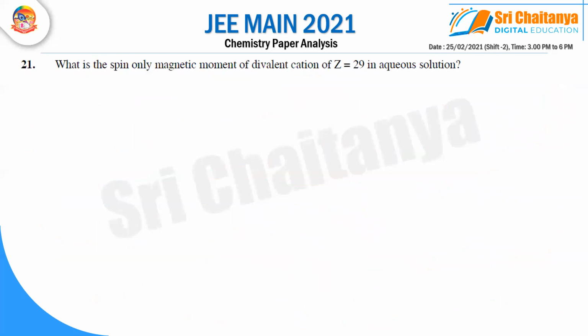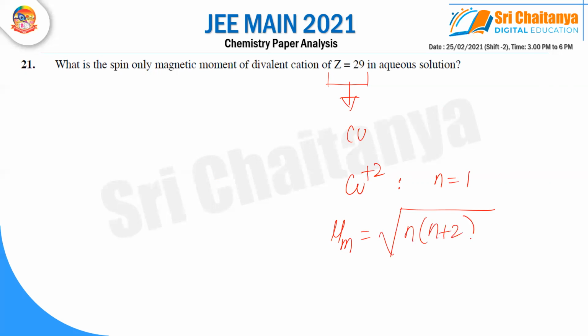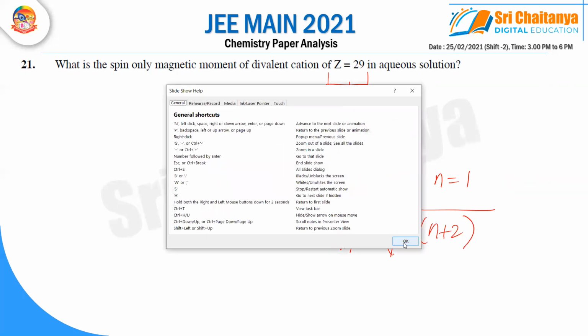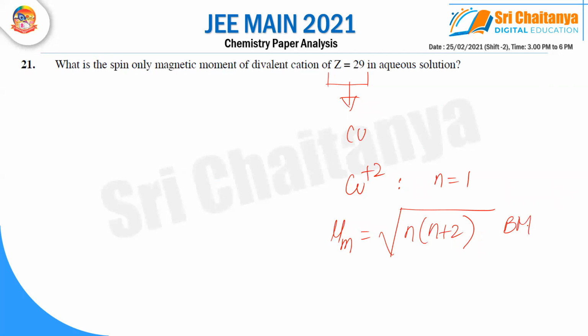Next, we have a question: spin only magnetic moment for the divalent cation of this. So Z equal to 29 is nothing but copper, and divalent means copper plus 2. So copper plus 2 contains only one unpaired electron, that is n is equal to 1. So spin only magnetic moment is given by this particular formula, root of n into n plus 2 Bohr magneton. So you put the value here, you'll get the answer, and that will be root 3 Bohr magneton.